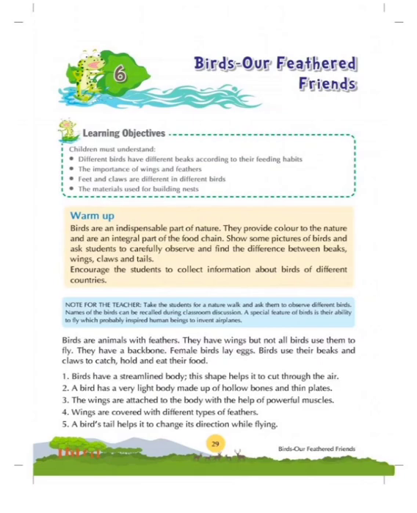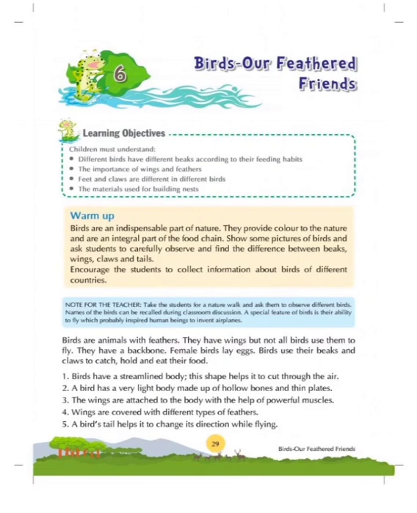Third, the wings are attached to the body with the help of powerful muscles, and these wings help the bird to fly high in the sky. Fourth point, wings are covered with different types of feathers. So, there are different types of feathers attached to the body of a bird. We will discuss these different types of feathers in detail later in the chapter. Fifth point, a bird's tail helps it to change its direction while flying. So, the function of the tail is to help the bird in changing direction.